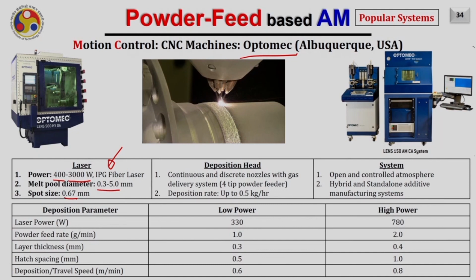Their deposition head is a continuous and discrete nozzle with gas delivery system which can deposit the material at 0.5 kg per hour. They used to have two systems, one called open atmosphere and another called controlled atmosphere. In the open atmosphere, the melt pool is protected just by the shield gas. But in the case of controlled atmosphere, the entire machine is purged with argon and the entire system is controlled by the inert environment.